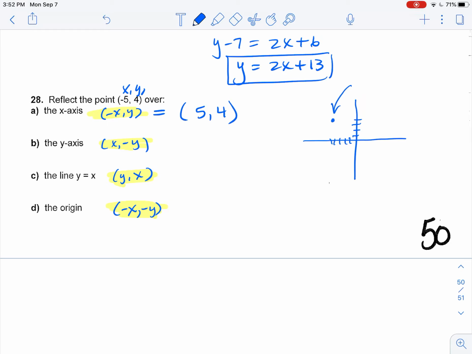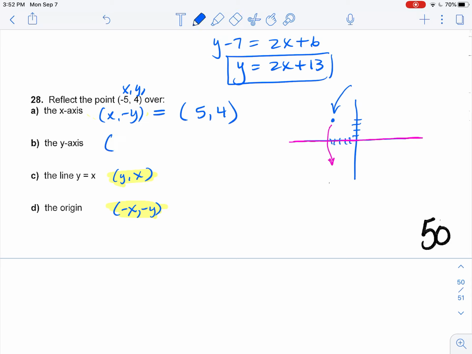Let's just see. Did I do that right? Oh, I think I did the wrong formula. If I'm going to reflect over the, and it's okay to be wrong as long as you catch your mistakes. This is my x-axis. Did I write it down wrong? See, it's going to be down here. I'm going to keep the x, change the y. Oops, wrong formula. My bad. That happens. Okay, so we're going to keep the x, change the y.